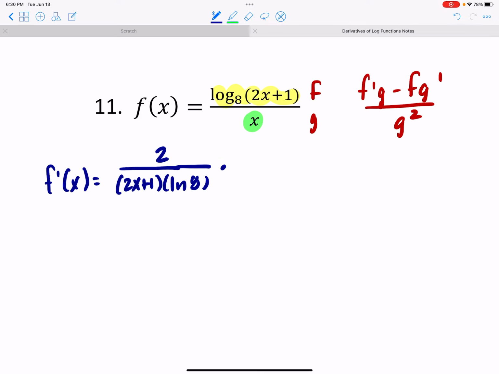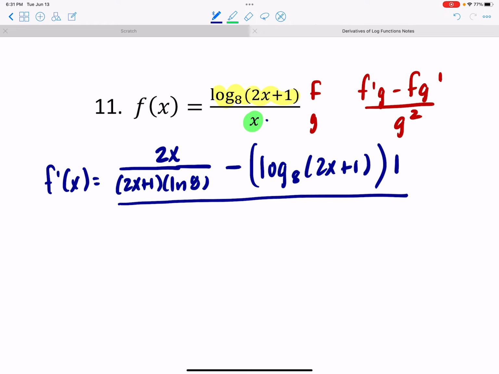Now that has to be multiplied by g. So g is just an x. And again, wouldn't be that hard, so go ahead and just multiply the x and move it up here. Now from that I want to subtract f g prime. So I'm going to bring over f, which is just a log base 8 of 2x plus 1. And then that is going to be multiplied by g prime. Well, the derivative of x is just going to be a 1, so I really don't need that there. And then we're going to divide by an x squared, g squared on the bottom.